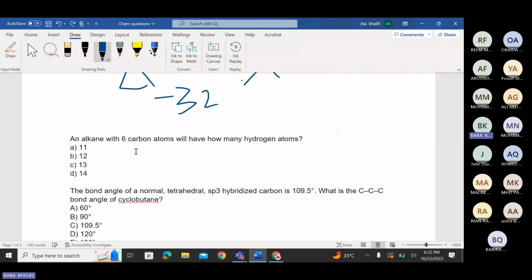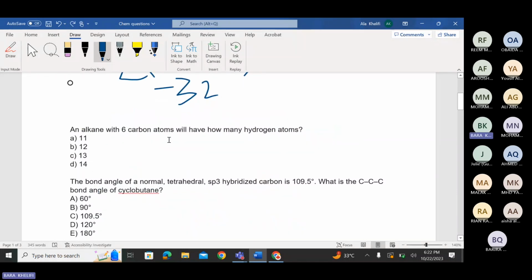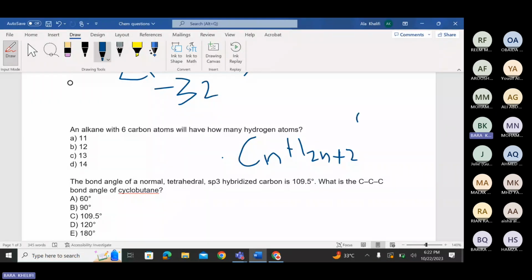All right, moving on. An alkane with 6 carbon atoms, how many hydrogen atoms? Do you guys remember the formula? So what's the formula? Could someone tell me? CnH2n+2. Yes. So now if we replace the n with 6, what will be the answer? 14. Exactly. So those type of questions would usually come in the midterm.